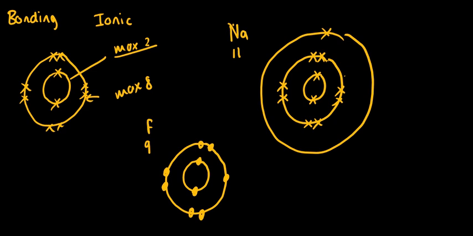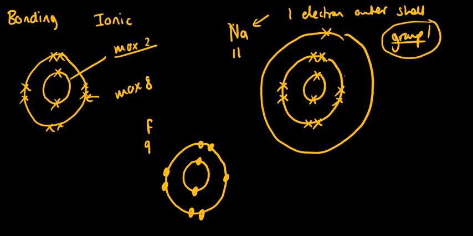So what we can say then is that the sodium atom has 1 electron on its outer shell, and so therefore this sodium atom is going to be found in group 1 on the periodic table, as the group number is dictated by how many electrons you find on the outer shell. So if you pause the video and try and tell me what group number fluorine would be in.